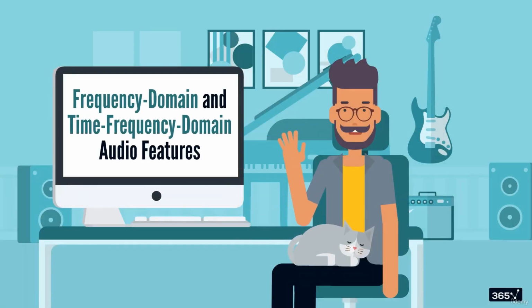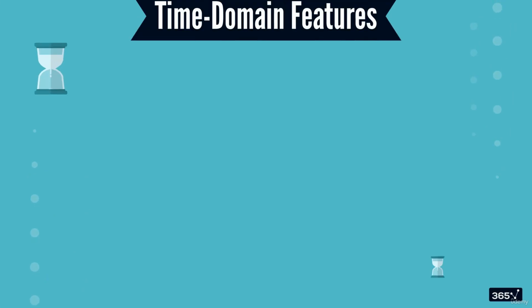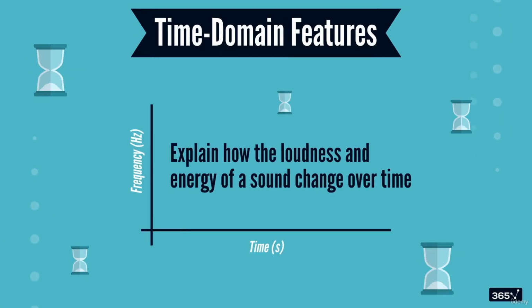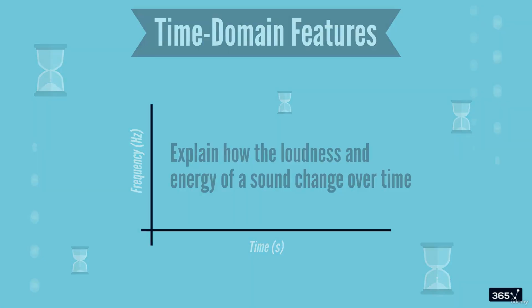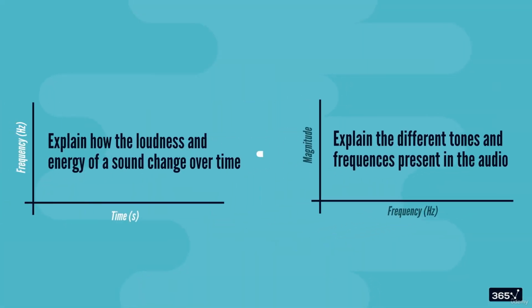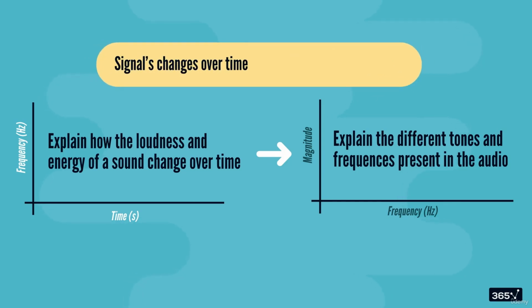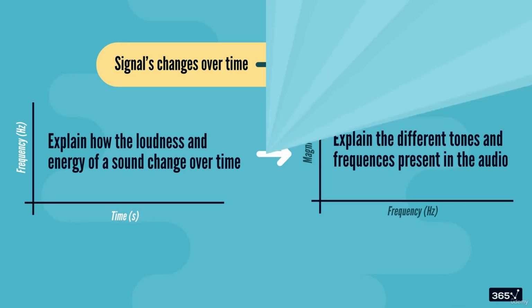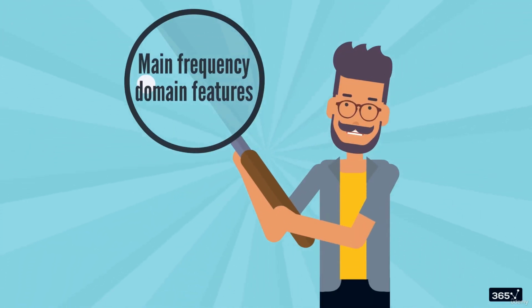Hello. Last time, we discussed time domain features which focused on how the loudness and energy of a sound change over time. Now, let's move on to frequency domain features, which help us understand the different tones and frequencies present in the audio. Frequency domain features are created by converting the audio signal's changes over time to how it spreads across different frequencies. In other words, instead of looking at the signal over time, we look at the different tones that make up the sound. Let's explore some of the main frequency domain features.